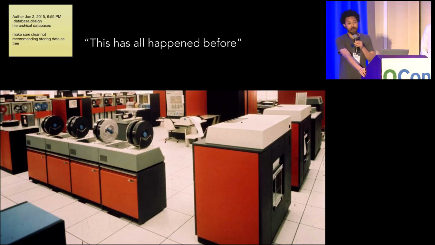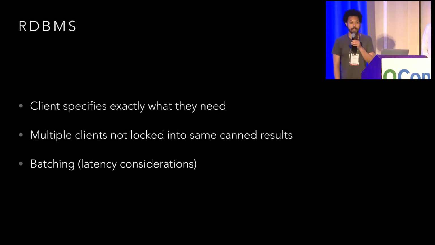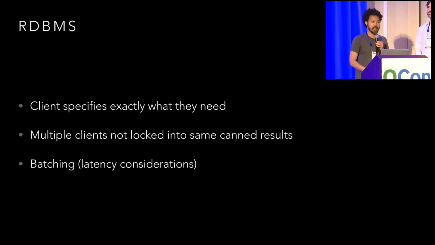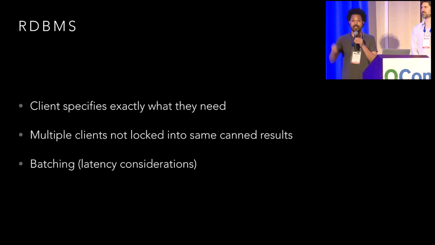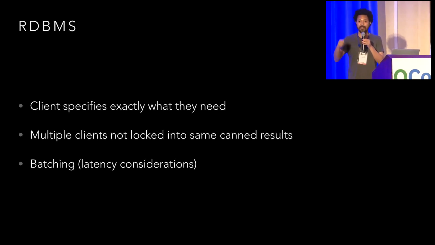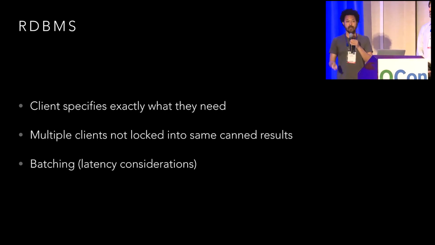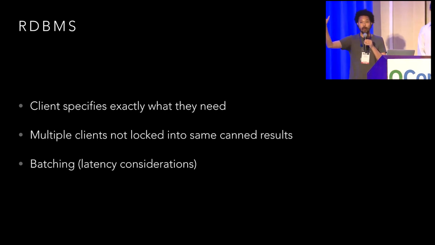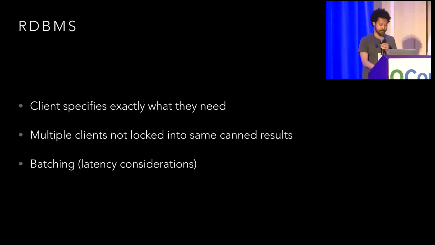The funny thing is, this has all happened before. There's nothing new here. This is an image of old database systems. This is all old stuff. When they first started designing relational database management systems, they solved this problem. They said clients get to specify what they need. It's called SQL. You can have N clients. They all have a language that they can speak to the database. Everybody gets exactly what they want. Multiple clients are not locked into the same results. REST just throws the whole original great idea that everybody gets what they want out the window.